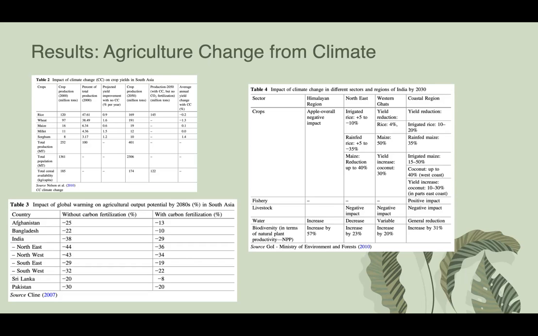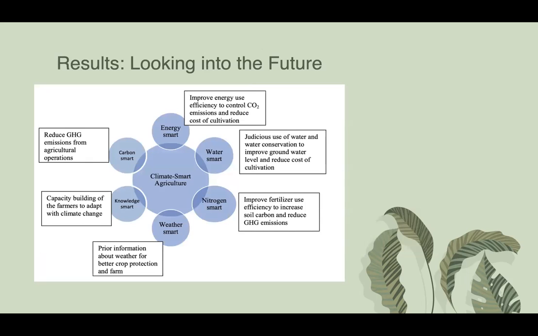benefits too. And then the last table is the impact of climate change in different sectors and regions of India in 2030. So in here we are looking, and you can see that our livestock has negative impacts. Our water is seen to increase in some areas, but decrease in others, which isn't good if it's increasing too much or decreasing too much, because either way that will negatively impact our crops and in return transportation of food.